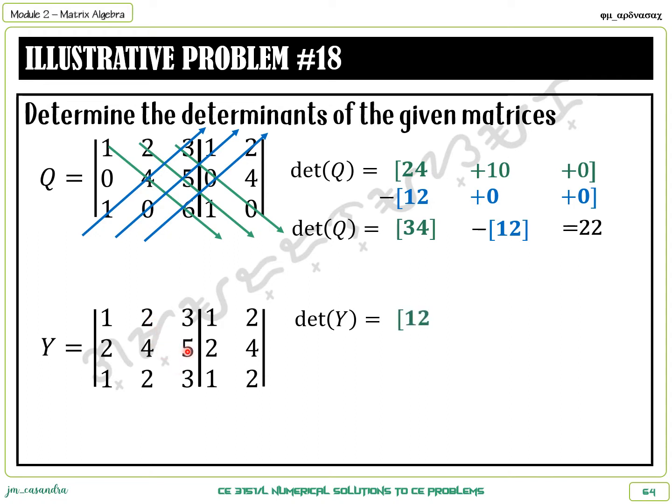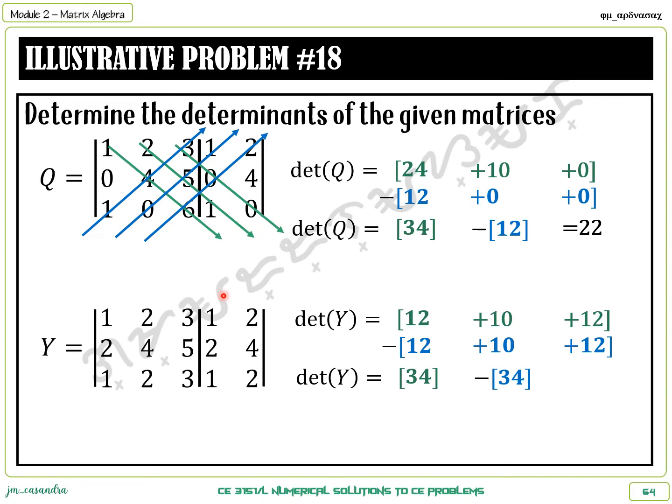Then we have 2, 5, and 1. So that's 10. Then we have 3, 2, and 2. So that is 12. So minus upward diagonal. So we have 1, 4, 3. That's 12. 2, 5, 1 is 10. 3, 2, 2 is 12. So simplifying, we'll have now the determinant of Y is equal to 34 minus 34, wherein the determinant of Y is equal to 0.